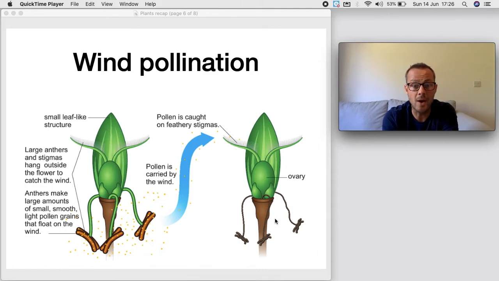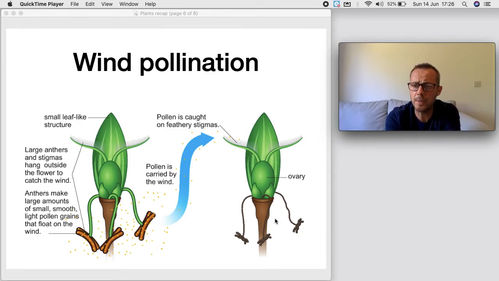anthers are hanging outside of the leaf-like structures outside of the flower-like structures. This allows the pollen to be blown away in the wind. That pollen is carried by the wind in whichever direction the wind is blowing. And then on another plant, you'll find that the stigmas are also exposed. This allows them to capture any pollen that is blowing away past them, again causing pollination.